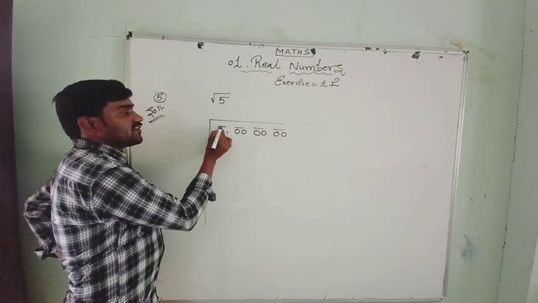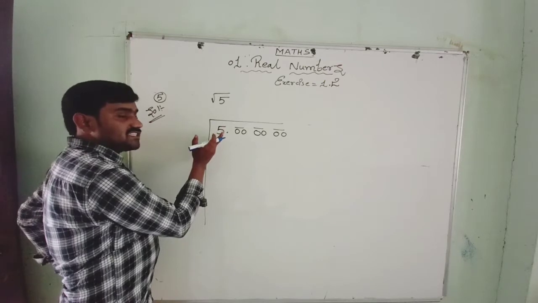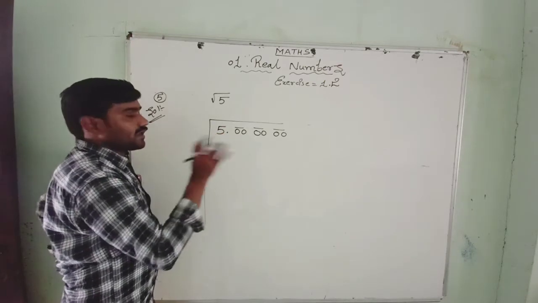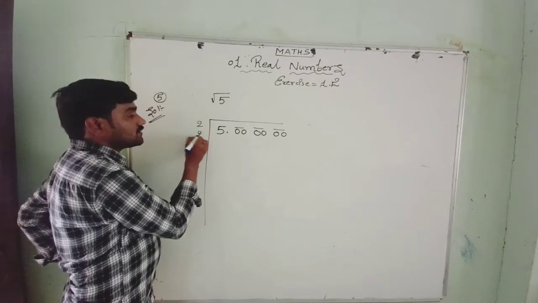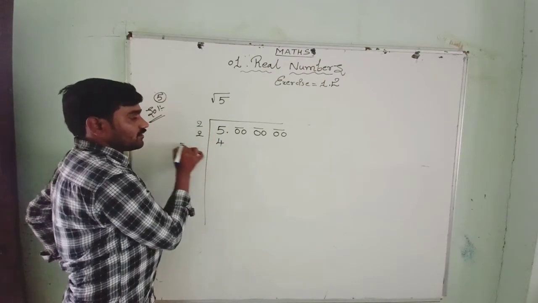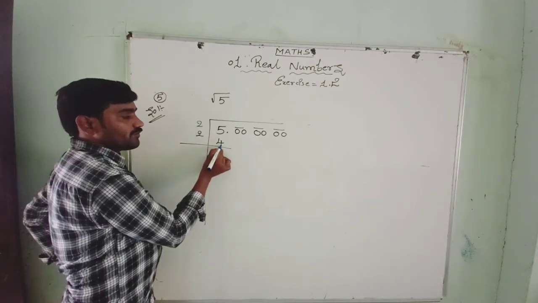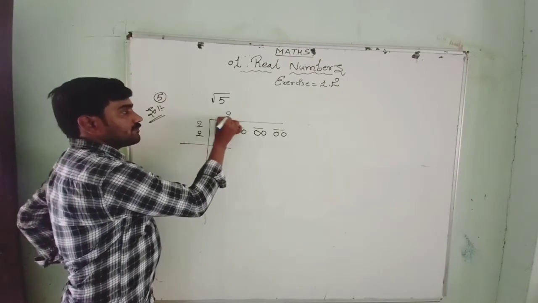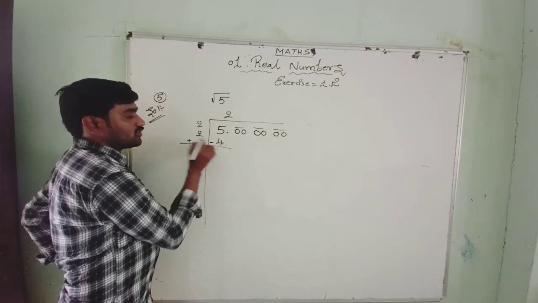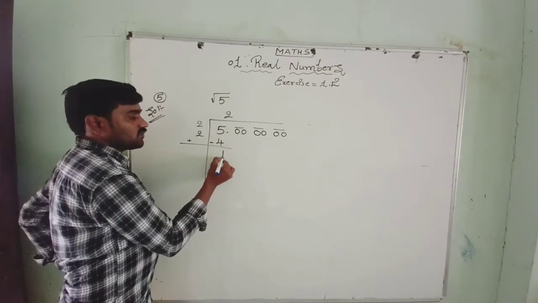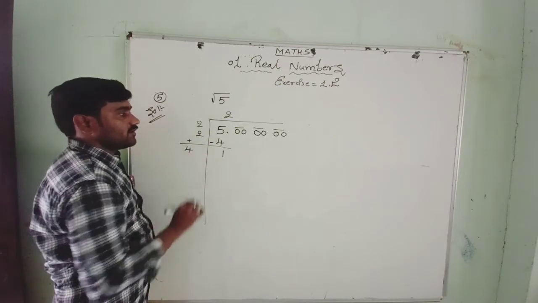Now see that here there is a 5. There is a number less than 5 which is a perfect square number, which can be written as a product of two same numbers. Nothing but 4. This 4 can be written as 2 into 2 is 4. So the same 2 you write here. Here you do addition, here you do subtraction. 5 minus 4 is 1. Here do the addition, 2 plus 2 is 4, very carefully.